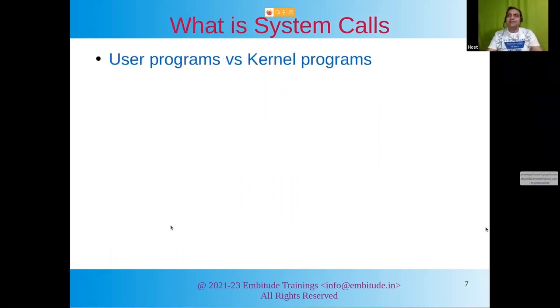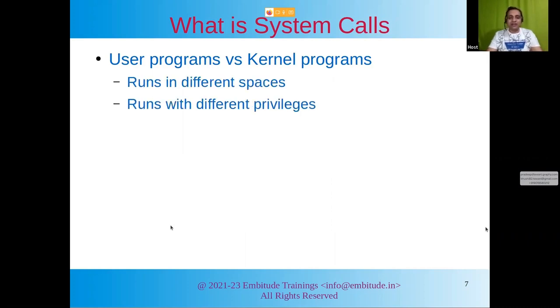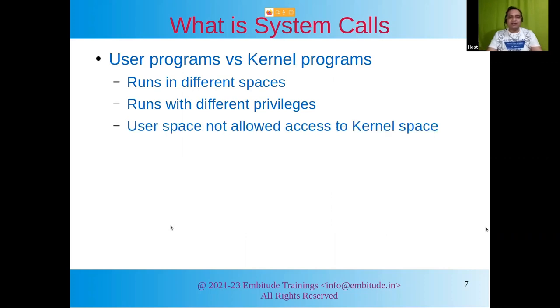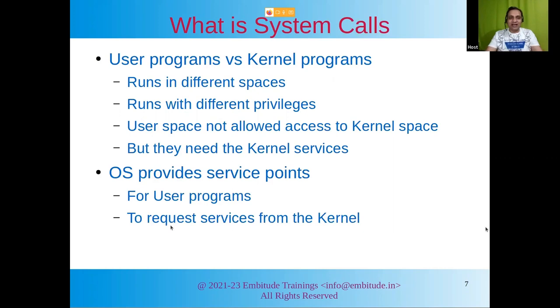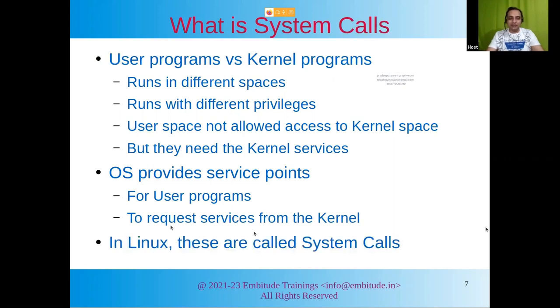Now, what is the difference between user programs and kernel programs? They run in different spaces, as we have seen. They run with different privileges. User space as such is not allowed to access the kernel space. But as I told, they will need some services from the kernel space because the kernel is the boss. It is the one which will be able to access the hardware. So the OS provides service points for the user program to request services from the kernel. And that's where we need the system calls.